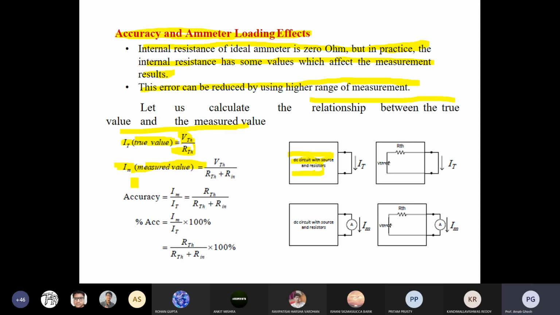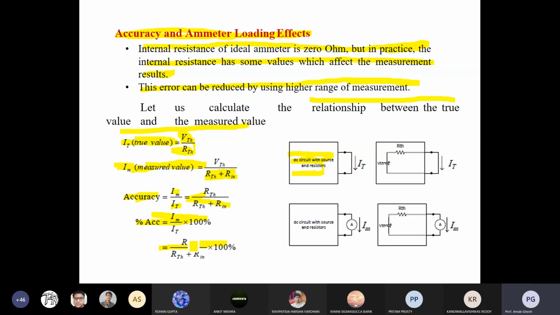So the true value is VTH by RTH, with no additional resistance considered. But in the case of the measured value, you can see the denominator has changed, with additional Rin included. So to find the accuracy, Im by It, the measured value by the true value, is RTH by RTH plus Rin. So the percentage of accuracy is Im by It into 100%. This is your accuracy.